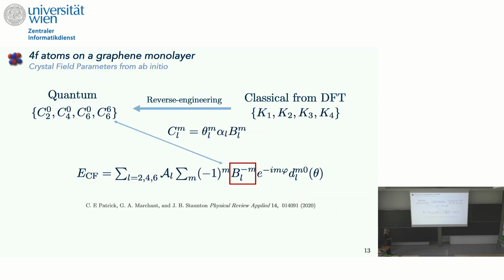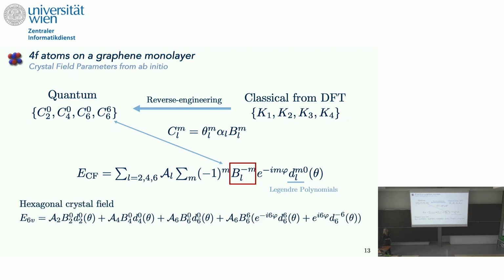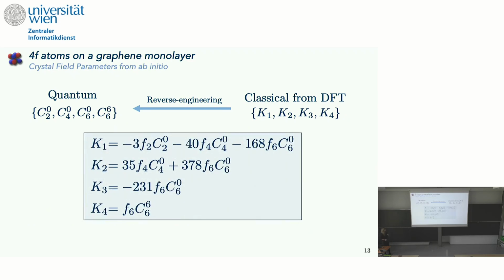And this leads to a direct relationship between the crystal field energy and these B's, which are basically the crystal field parameters just expressed in another convention. This is called the Wybourne convention, but we convert it into the Stevens convention. And the two are related just by some numerical factors that depend on the specific rare earth atom. Then we have these D's, which are related to the Legendre polynomials, which means that we can expand everything for a hexagonal symmetry and equate this to the classical formulation I showed before. And this leads to an expansion of the magnetic anisotropy constant as linear combinations of the crystal field parameters.